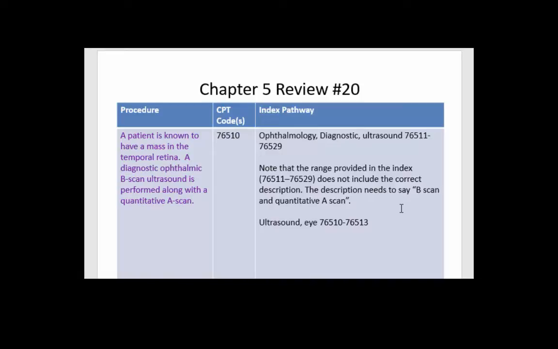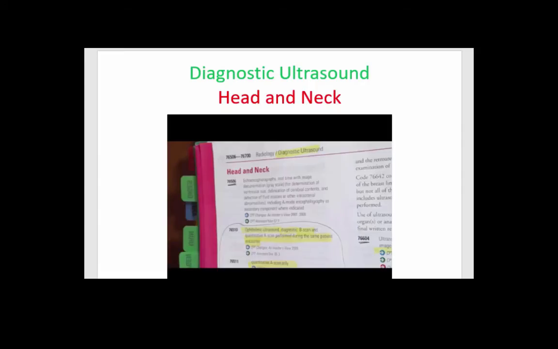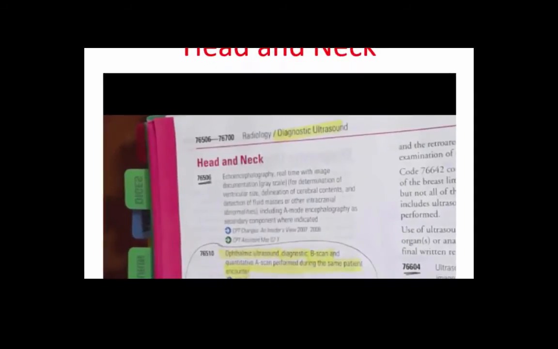So if you don't find a code that matches the procedure that you are trying to code, you go back to the index, you find other codes, and if you search under ultrasound of the eye, you do find a different code set, and one of those codes, 76510, does include B-scan and quantitative A-scan. So if we look here in these codes, blow it up, here B-scan and quantitative A-scan, right there.